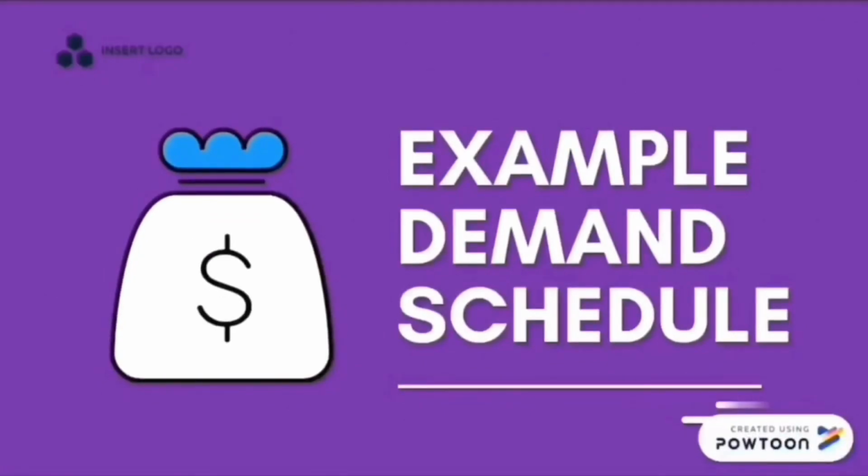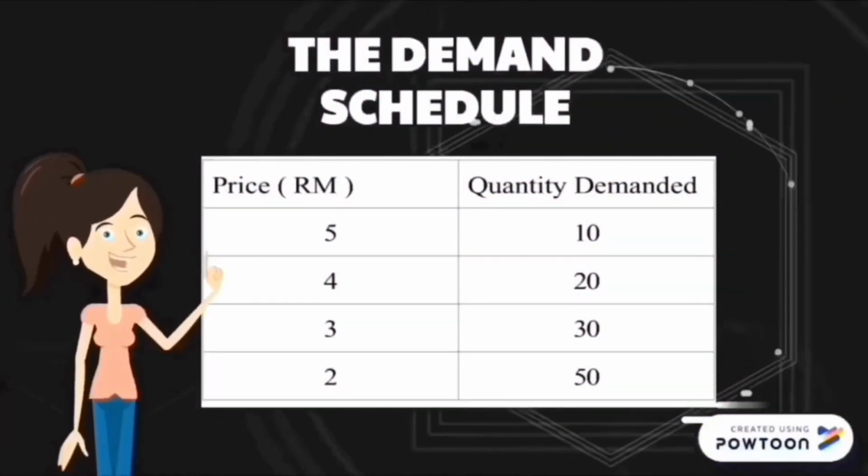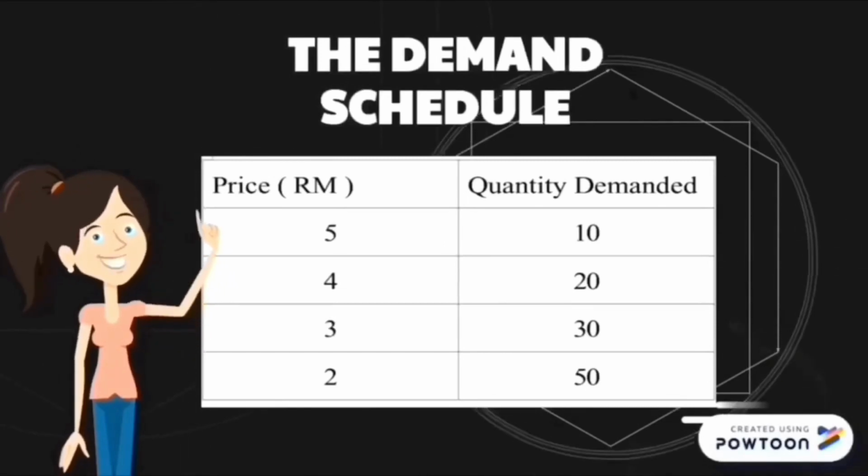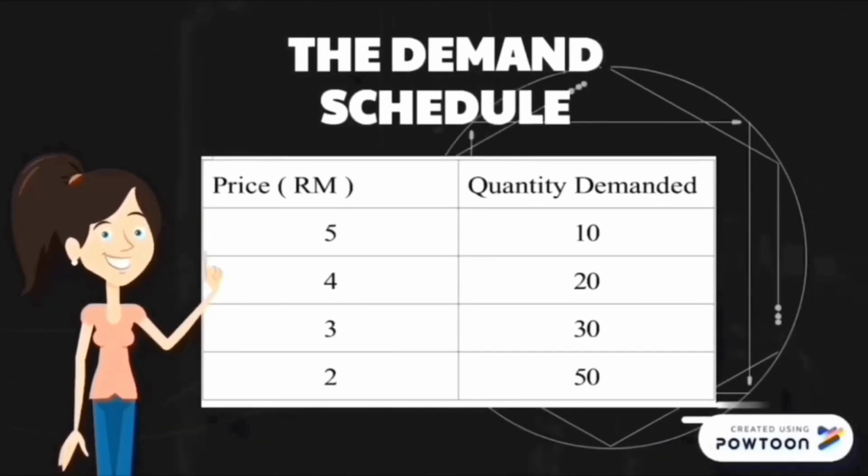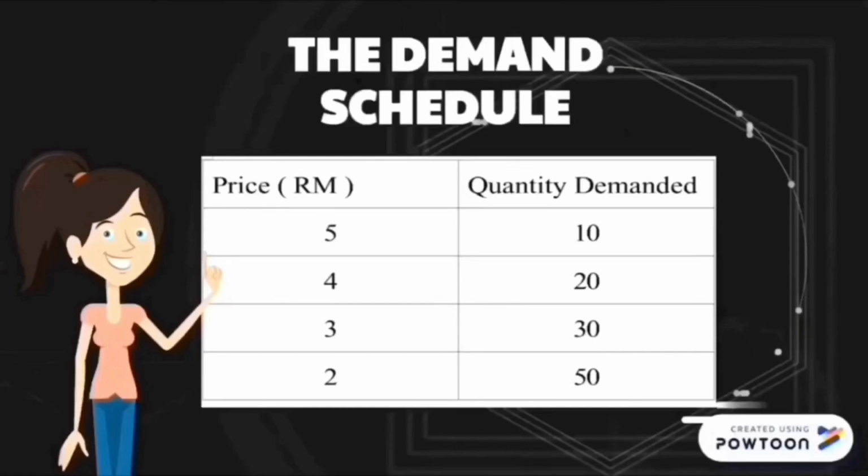Example of a demand schedule. A demand schedule is a chart that shows the number of goods or services demanded at specific prices. In other words, it's a table that shows the relationship between the price of goods and the amount of goods consumers are willing and able to pay for at that price.